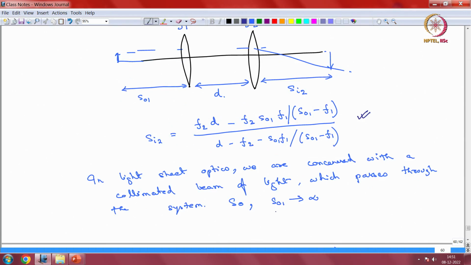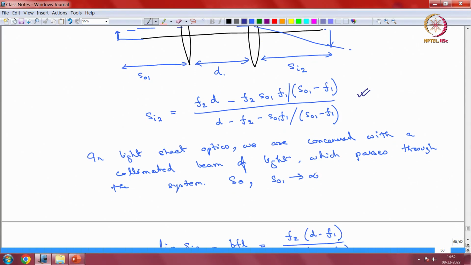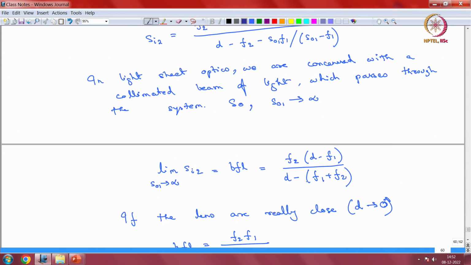In preparation for that we discussed what happens when a collimated beam of light enters from the left. A collimated beam of light is basically a set of parallel rays that come in from the left and enter the first lens, are transmitted through it, encounter the second lens, and finally form an image. In order to accommodate a collimated beam of light, we assume that S01 tends to infinity, and when we used this limit, we got this particular form of the back focal plane. This is an important equation because we are going to use it today.